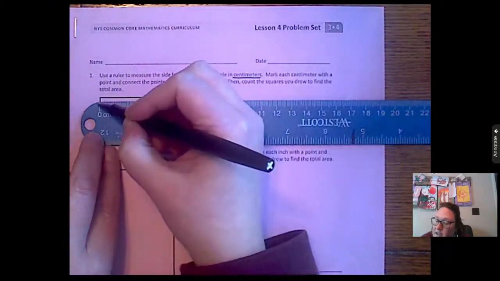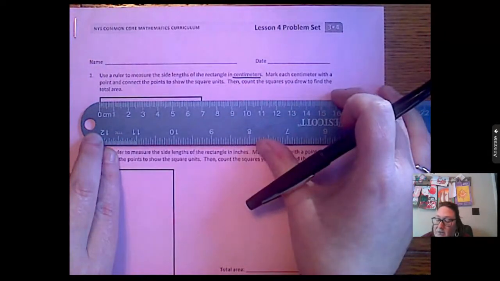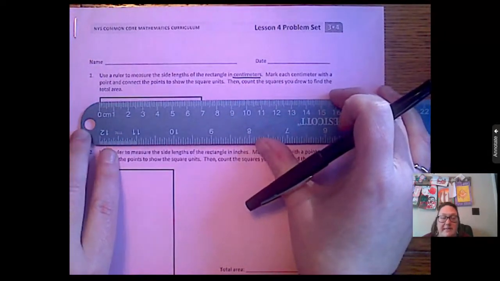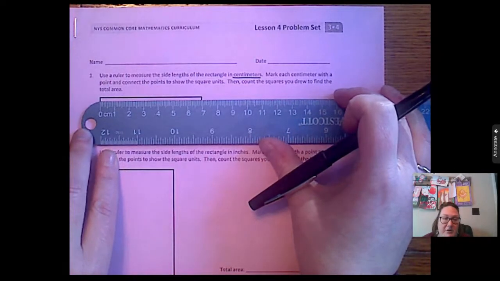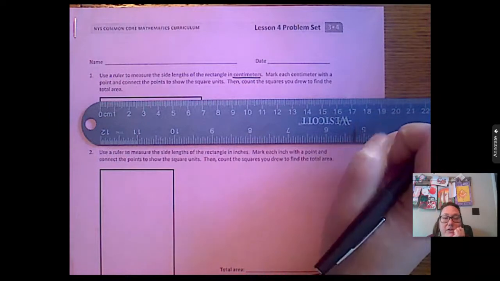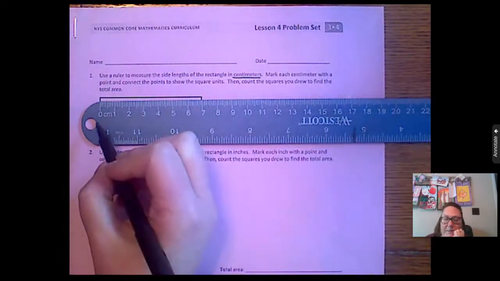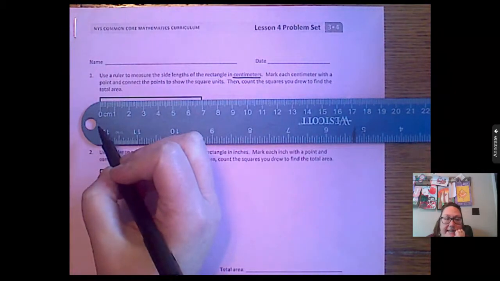So if your ruler has a 0 on it, you want to line up the 0 there. Some rulers don't have a 0. They just have a beginning marker that starts right at the end, so you might line up with the end of your ruler. It just depends on the make of your ruler. If you have a 0, line it up right at the 0. If not, you can line it up right at the end.